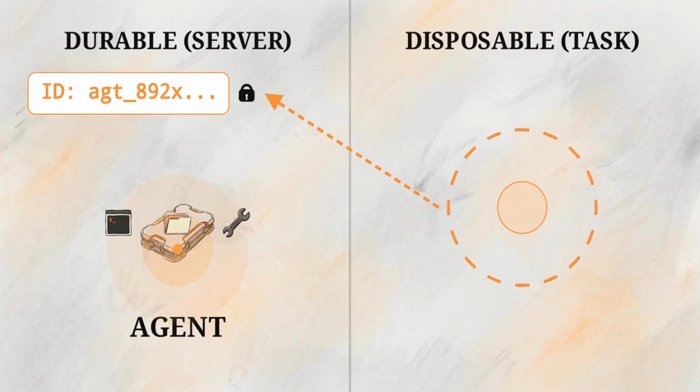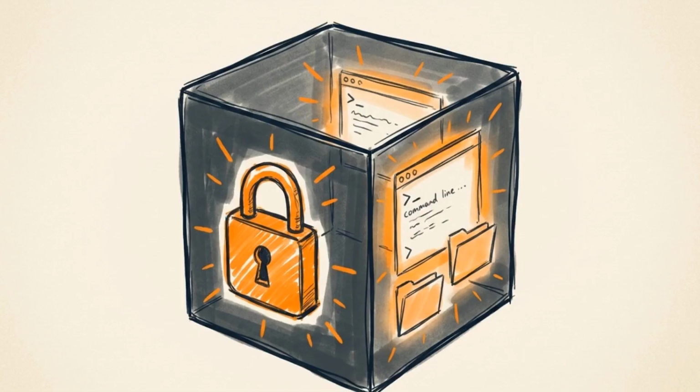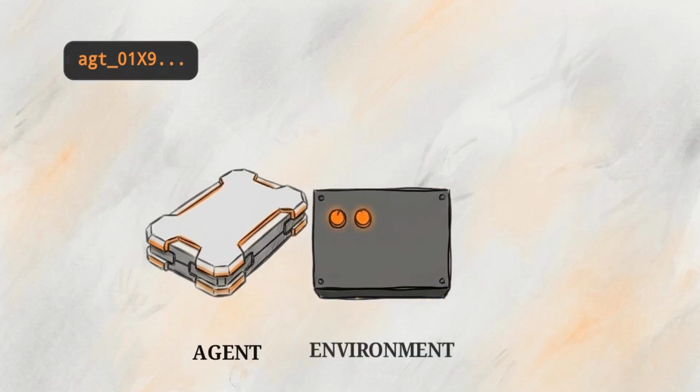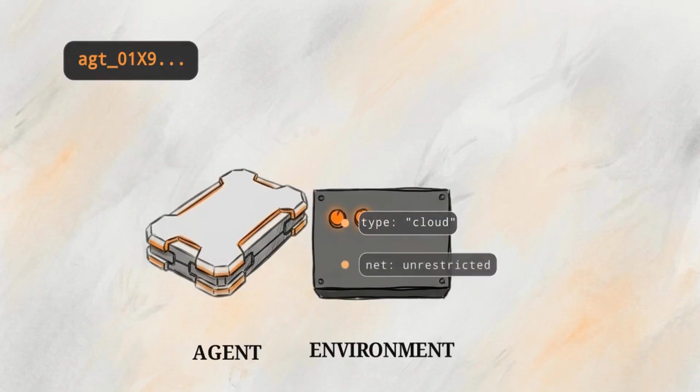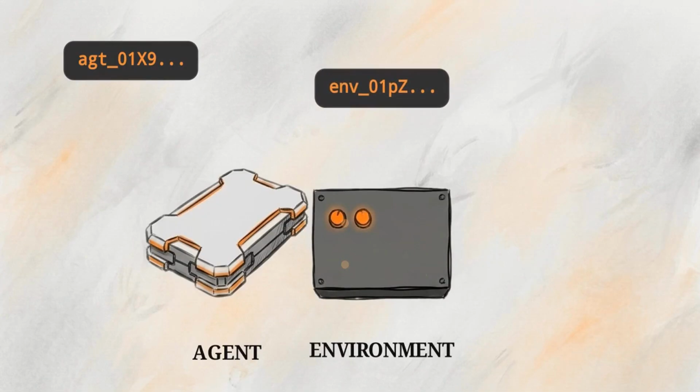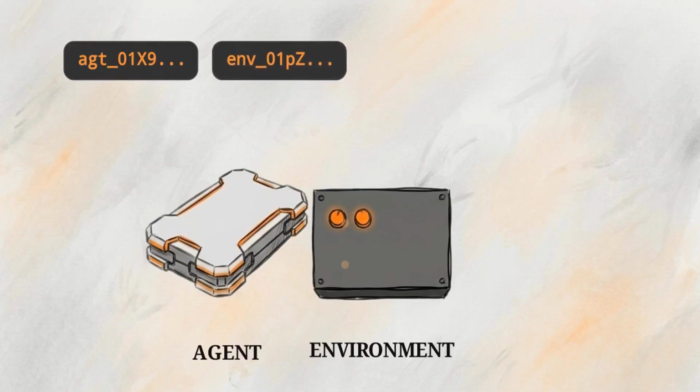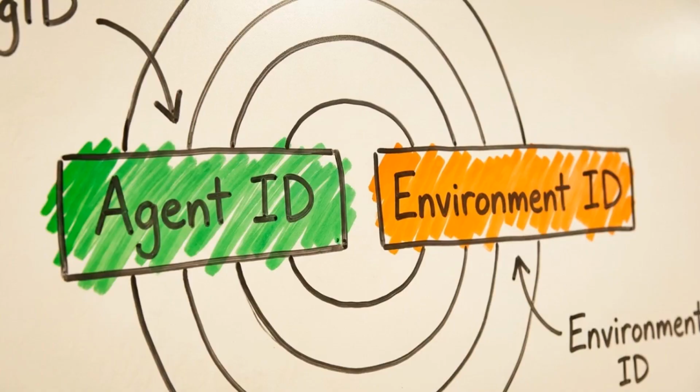Step 2 is creating the environment. This is the isolated secure container where the agent will actually run those tools you just authorized. Configure this environment, setting its type to cloud with unrestricted network access, allowing outbound access. The server replies with an environment ID. You save the environment ID alongside the agent ID. Those 2 strings are permanent coordinates.